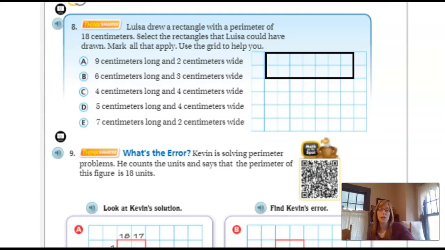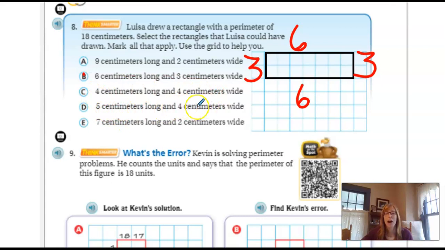So go ahead and put your 6 and your 3, and then add those up. So you would do 6 plus 3 is 9. And then on this side, you have 6 and 3 is 9. And what is 9 plus 9? You are correct, it's 18. So that one works. How about 4 and 4? Well, you know it's a quadrilateral, and 4 times 4 is 16, so that doesn't work.